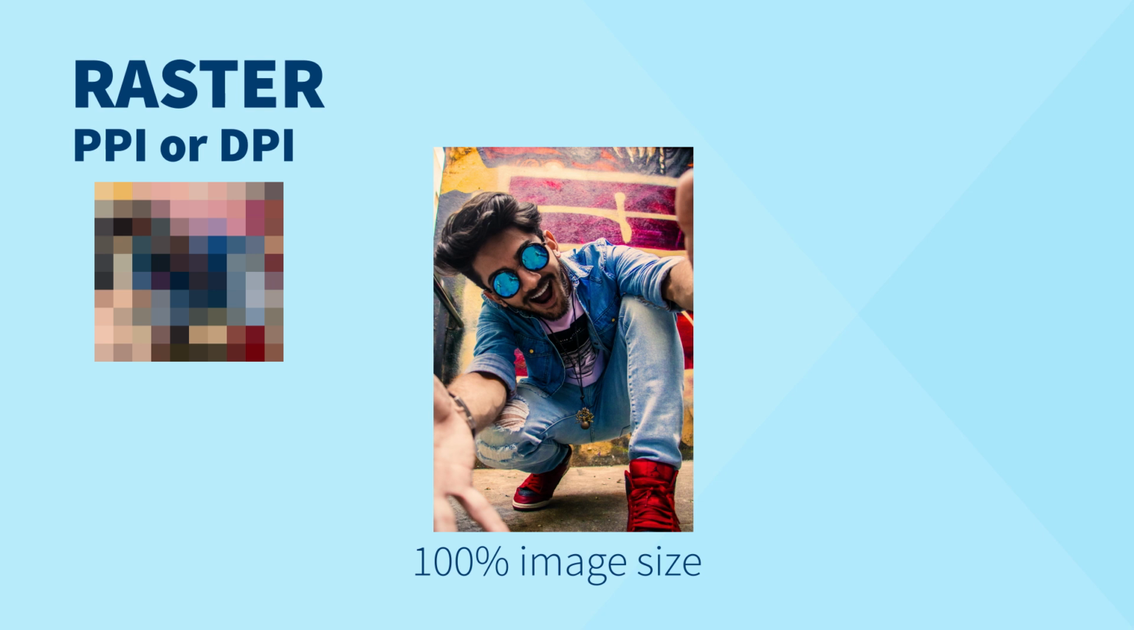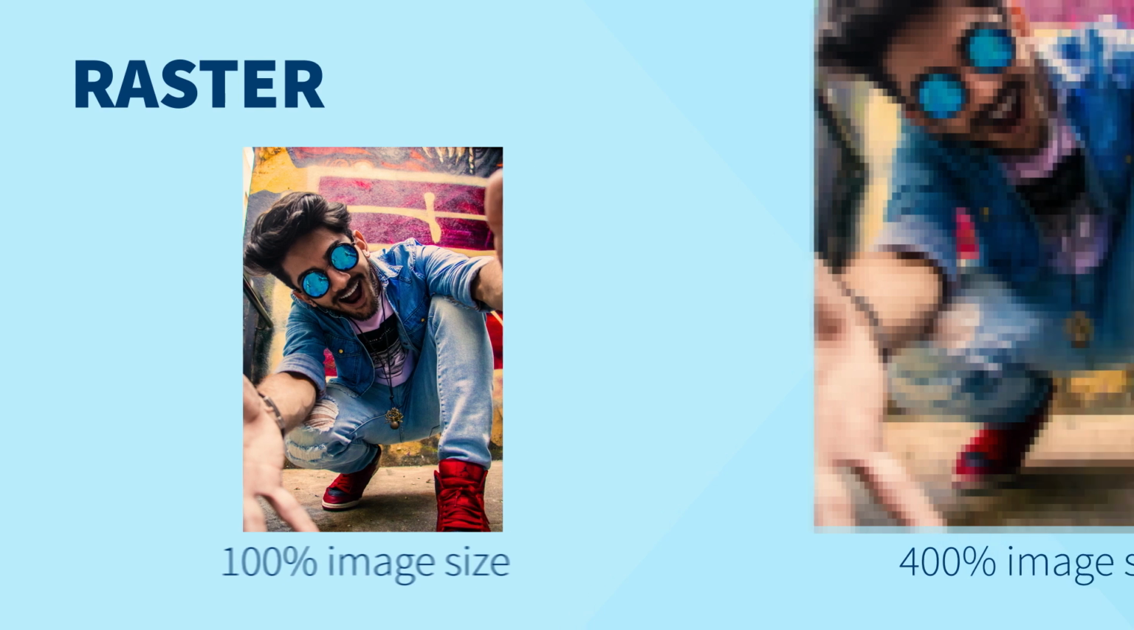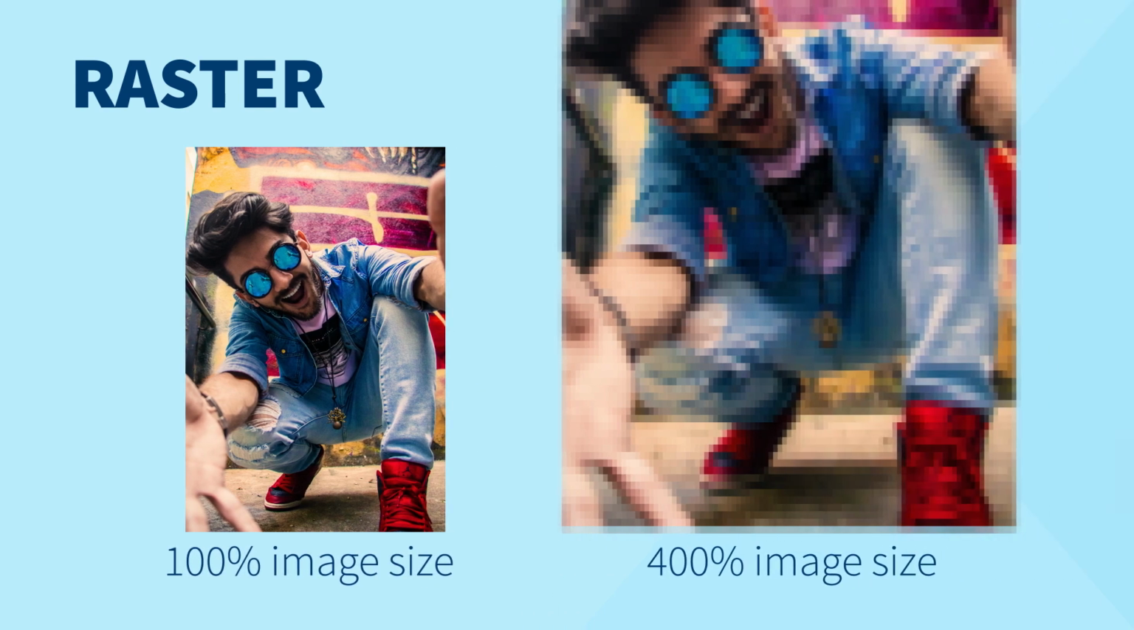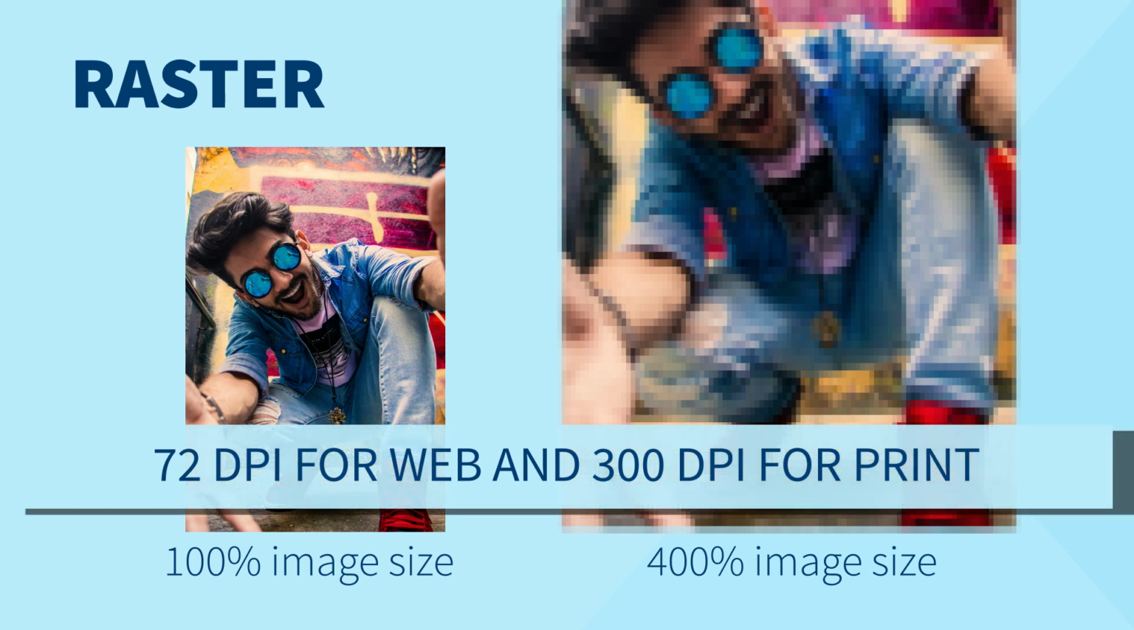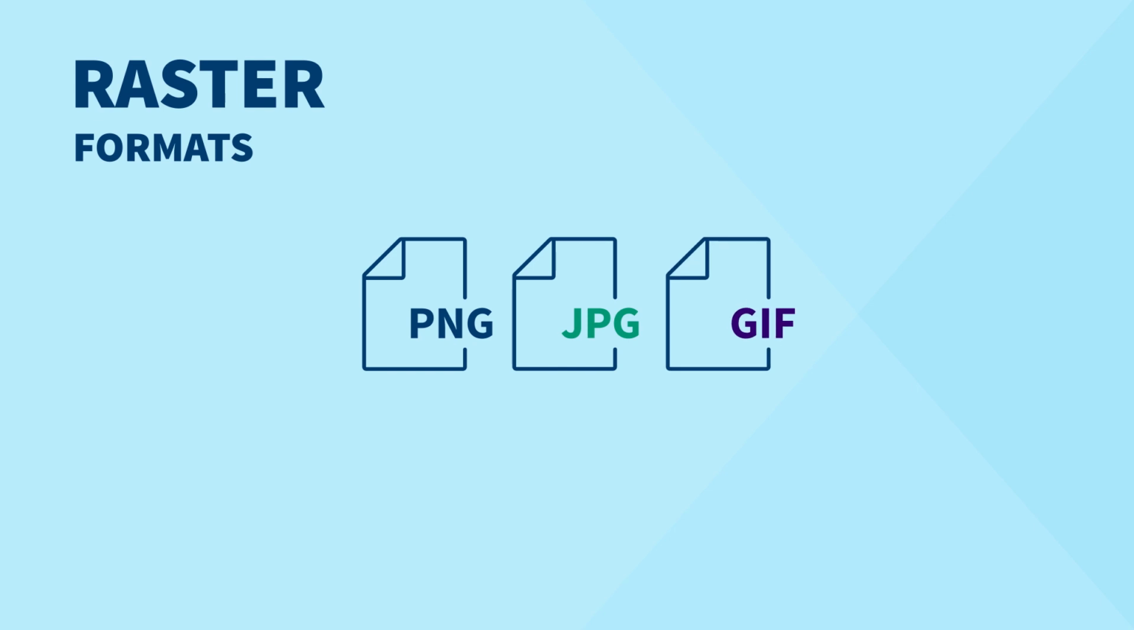An important thing to remember about raster images is that they won't scale beyond 100% without losing quality, but you can size them down. Best practices for raster files are 72 dpi for web-based and 300 dpi for printing. Raster files are typically PNG, JPEG, and GIF. Optimize them for their intended location. This will keep them looking crisp and not blurry.